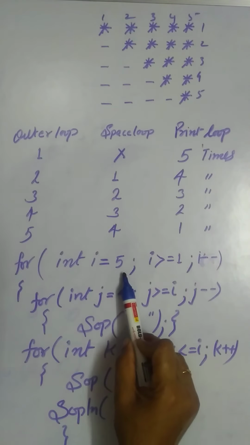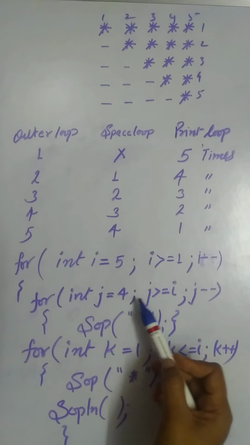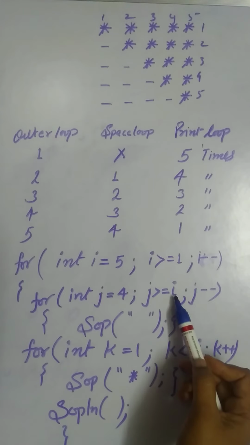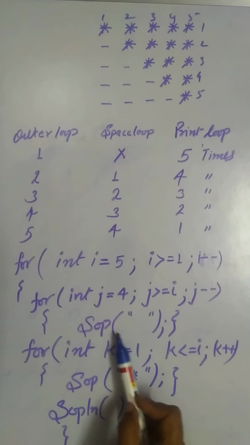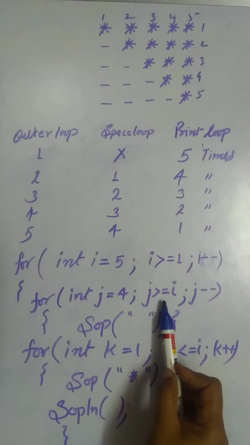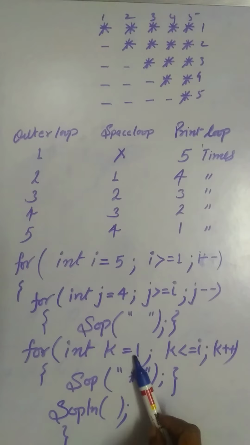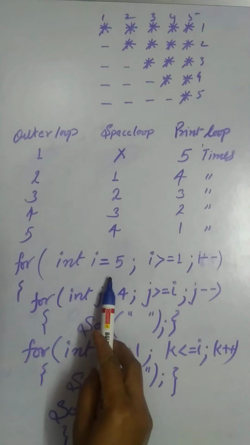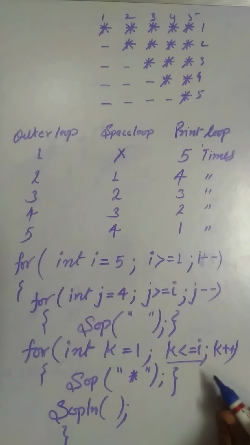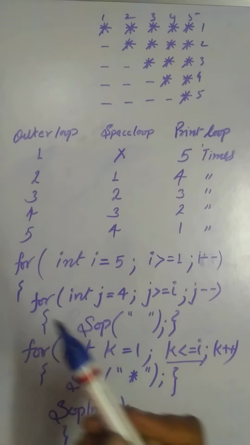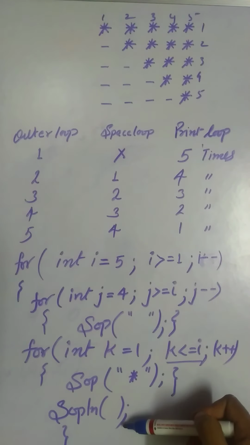First time, when your i value is 5, this condition is true. Control comes to the inner loop. The j value is 4. 4 is not greater than or equal to 5. This condition is false. It does not come to the printing statement because the condition is false. So control comes to the next for loop. Here k is equal to 1, k less than or equal to i. Your i value is 5, which means this loop executes 5 times, and 5 times it will print a star. So in the first row you print 5 stars. After this it comes to the next line.